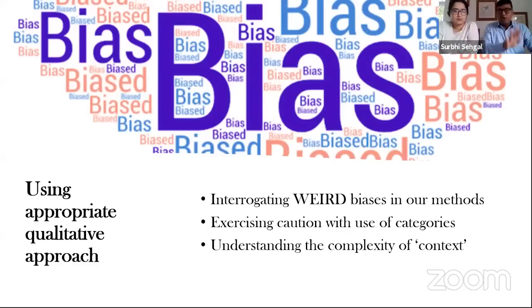Now, moving on to the main bit, with the context being set, we'll talk about three things. Surbhi will pick up with the issue of biases and ethnocentrism in a paper that we have just finished, and it's going to come out soon. And she would also talk about the use of categories. Over to you. Thank you, Apurv.